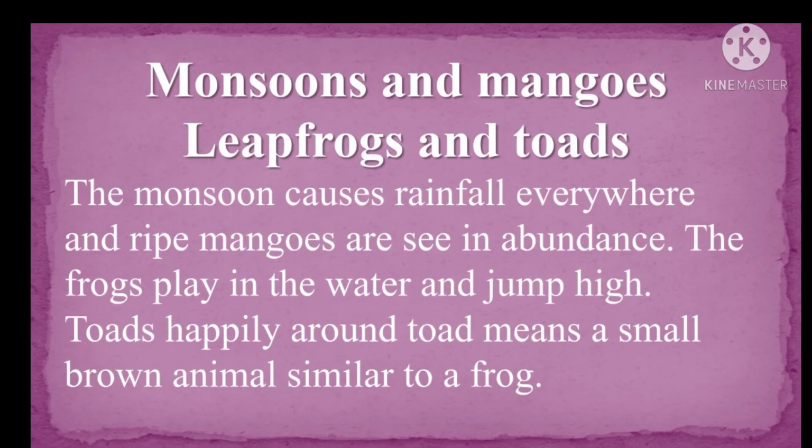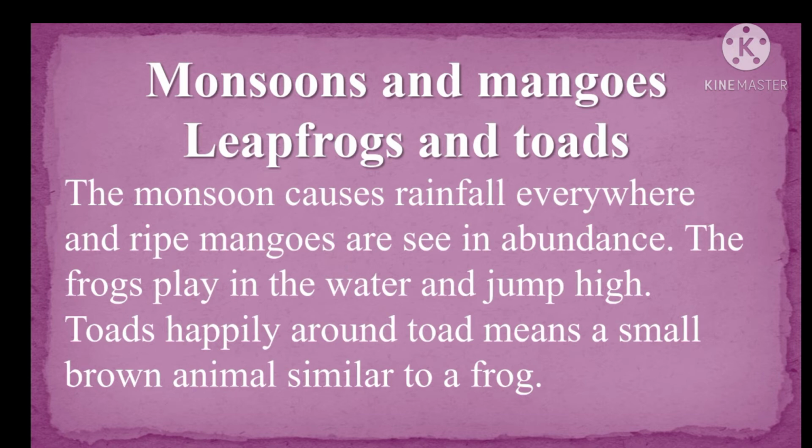Monsoons and mangoes, leapfrogs and toads. The monsoon causes rainfall everywhere and ripe mangoes are seen in abundance. Abundance means plenty, much. The frogs play in the water and jump high. Toads hop happily around. Toads means a small brown animal similar to a frog.